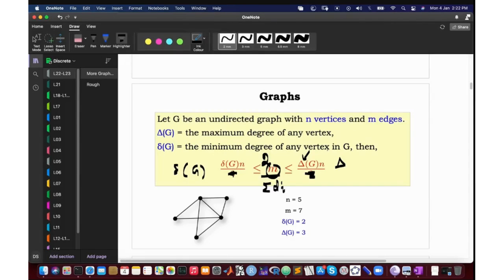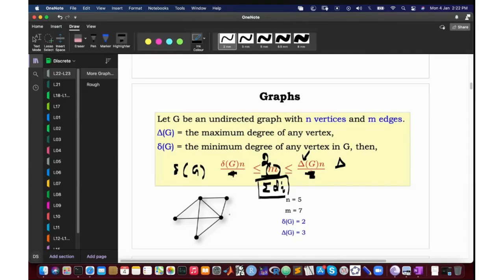Since this is the sum of the degrees, if I replace every degree with the smallest degree, I would get a number which would be smaller than this, or at most this. If I replace each number with the largest of those numbers, I would get something which is at least this much. So the sum of degrees, or 2 times m, is at least n times small delta, and at most n times the large delta.